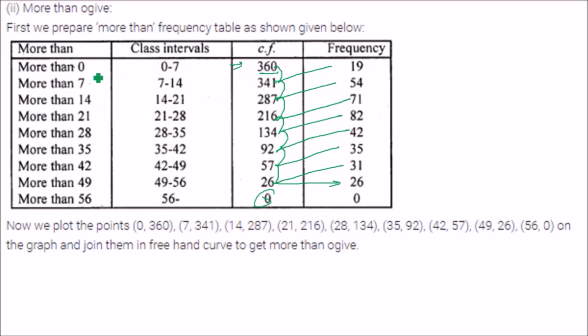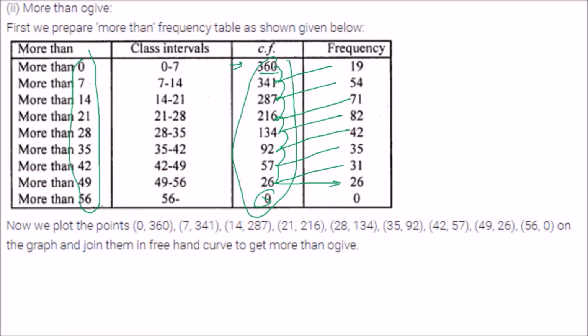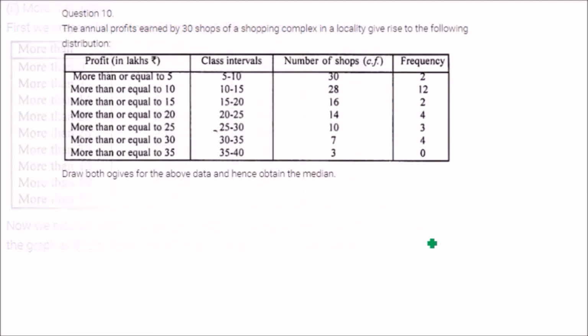Now our points will be this, x will be this one, and y will be this one. So this is the plotting. Here is the plotting. I hope you will be able to plot this because we already have the points. So this is the higher one, the less than and more than ogive.